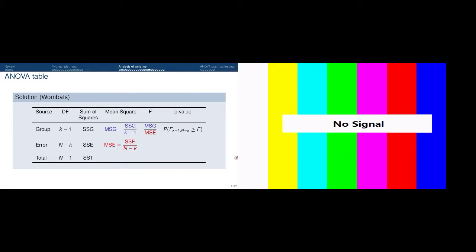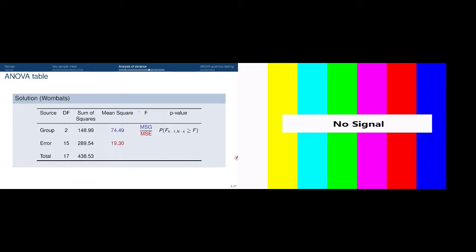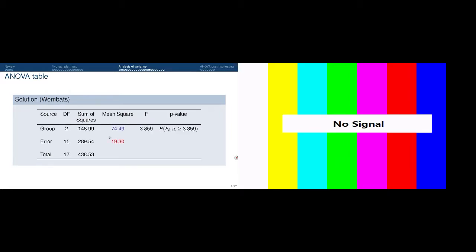So in the wombat example, if you were provided with say this much of the table, and when I say this much, I mean that these coloured areas are not there, I would expect that you'd be able to calculate the rest of the table. Calculating these mean squares is just a case of dividing the sum of squares numbers by the degrees of freedom. The F statistic is then just the ratio of those mean square numbers, and then for the p-value, we'd have to use SPSS or StatStar to calculate it.